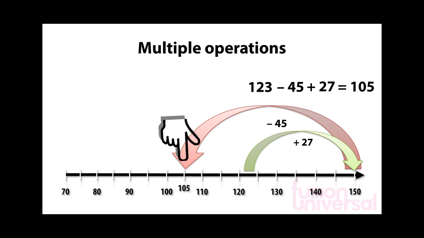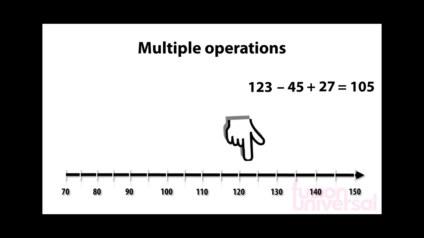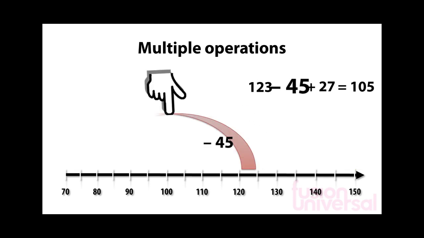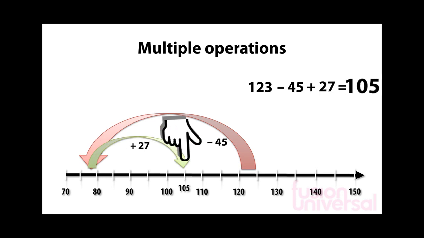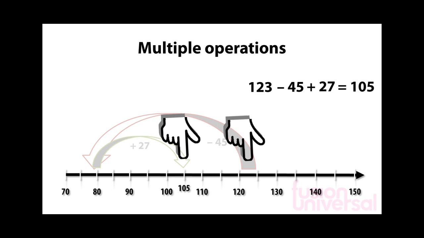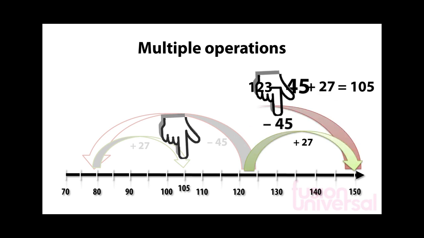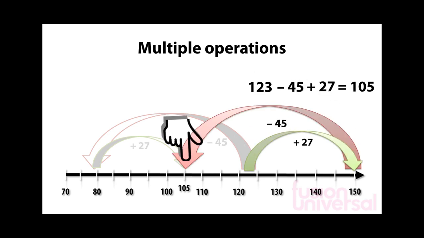Of course, the answer will be the same whichever way we choose to go. 123 subtract 45 plus 27 is equal to 105, and 123 plus 27 subtract 45 is equal to 105. But in this case, 123 plus 27 subtract 45 is a lot easier to do.